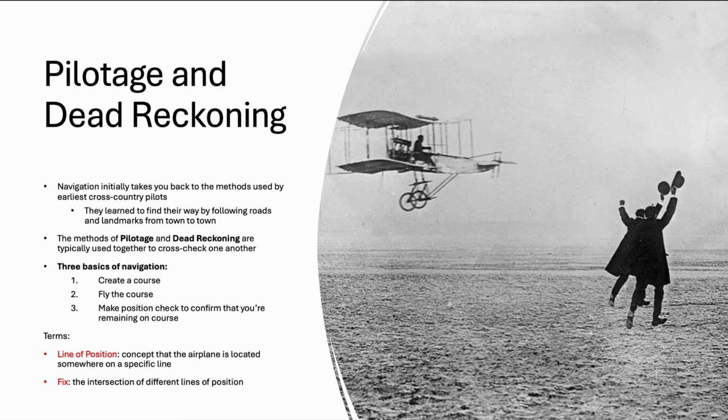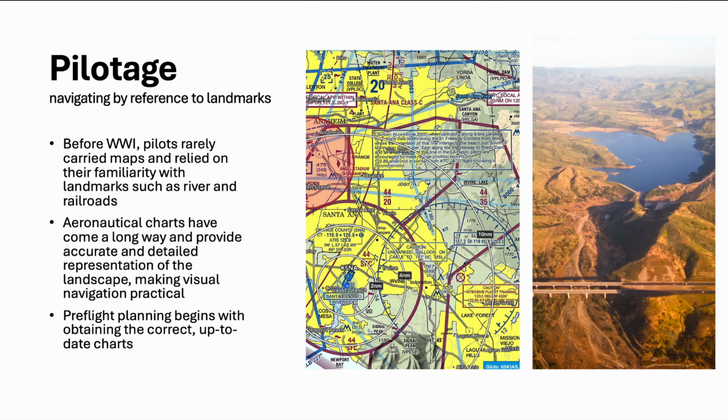There's a couple methods we use for navigation. First one is pilotage, and the second is dead reckoning. And these rely on a couple basic principles. We basically create a course, fly that course, and then make position corrections and checks along the way.